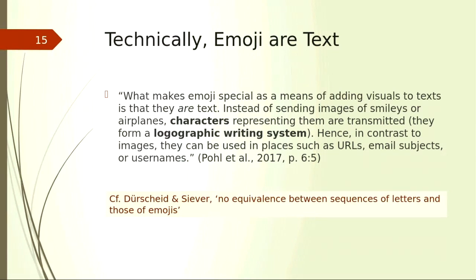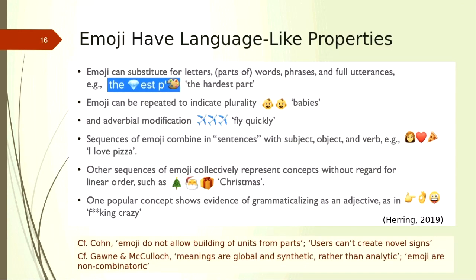Hence, they can be used in places such as URLs, email subjects, or user names. So this would seem to contradict Dürscheid and Siever's claim that there's no equivalence between sequences of letters and those of emojis. Emojis can actually substitute for letters. Moreover, emoji have many language-like properties. Here's a bunch of examples from English.